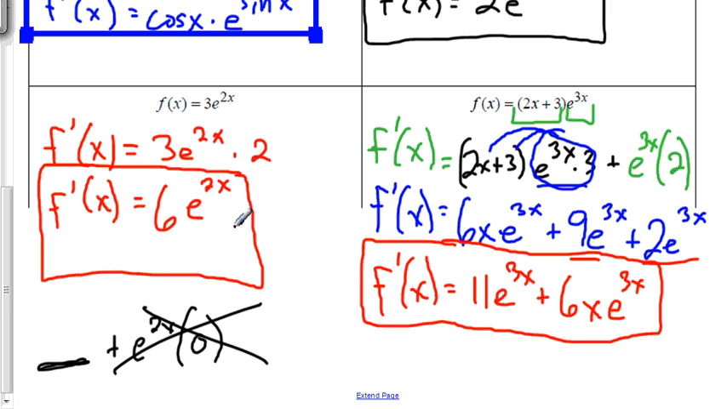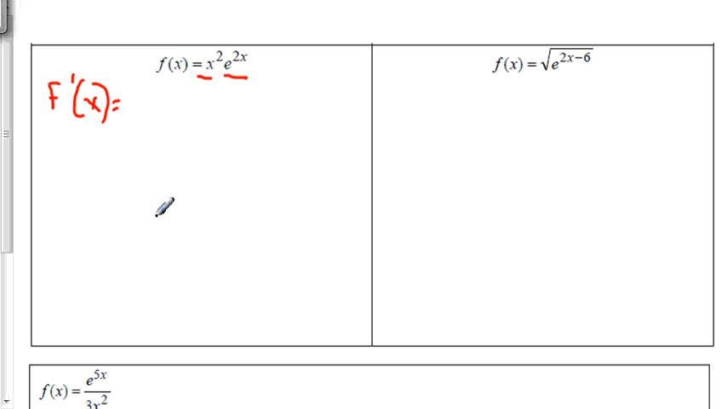All right, let's do the last two, and that'll be it for video one. Actually, there's 3 of them. Let's do all 3 of these, and we'll be done with video 1.